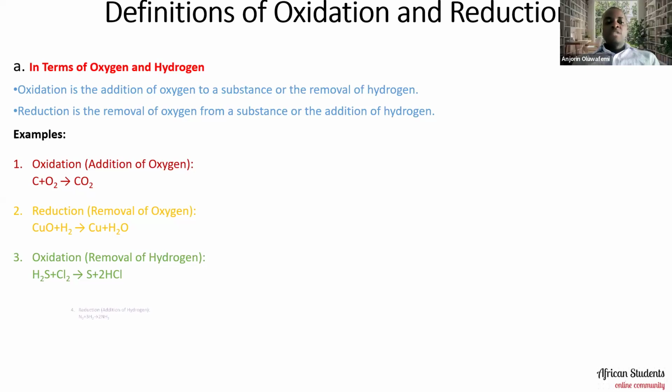Let's look at the next one, reduction in terms of addition of hydrogen. Now when you react nitrogen and hydrogen together to give us ammonia, what happens basically is that hydrogen adds on to nitrogen and then results in the formation of ammonia. That is addition of hydrogen, and that is a simple example of what? Of reduction. Okay. All right, let's move along now. Look at the next one.